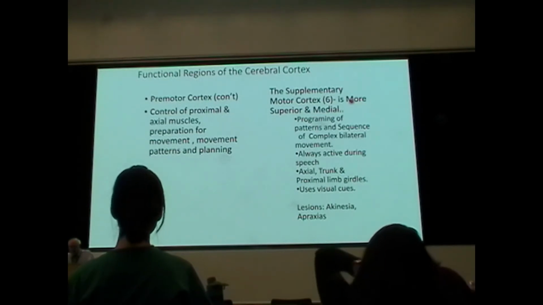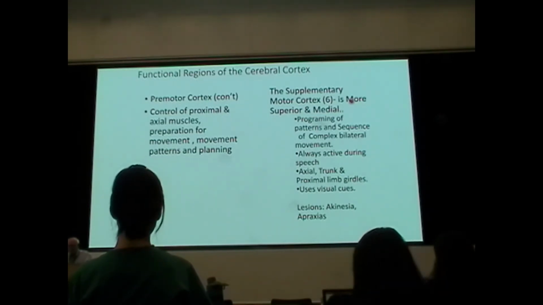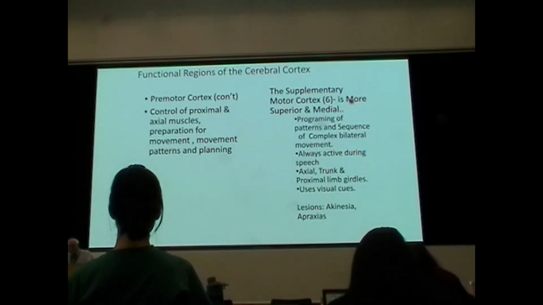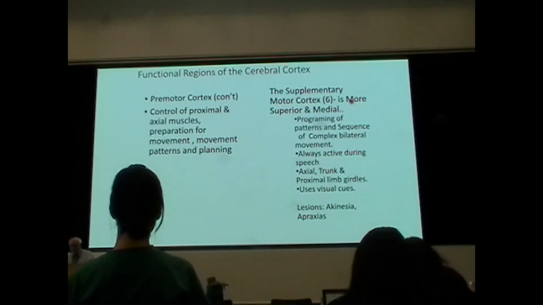Speech is not easy. Axial and trunk and proximal limb girdles, and it receives a lot of information from visual input. So if you have a supplementary motor cortex area lesion, you have a loss of movement, or an akinesia. That's a simple term. Or an apraxia.